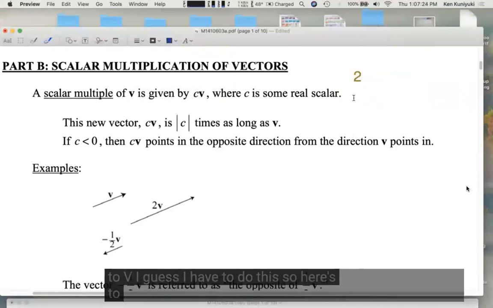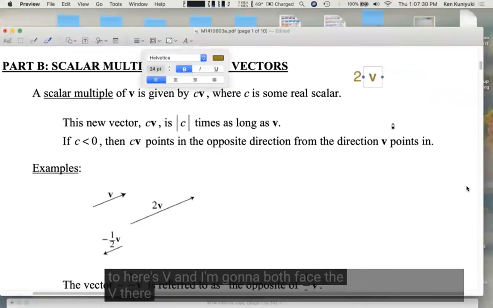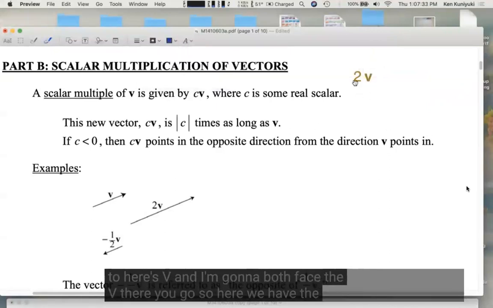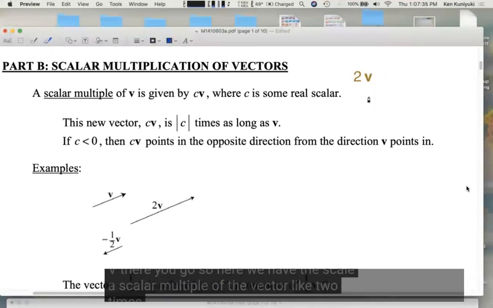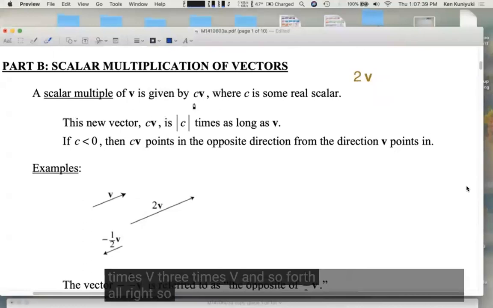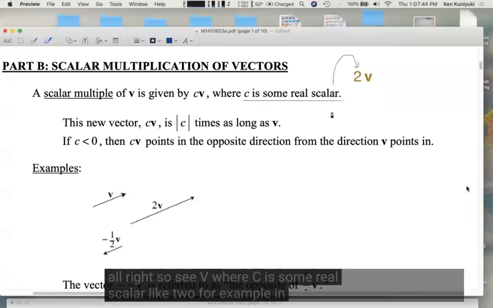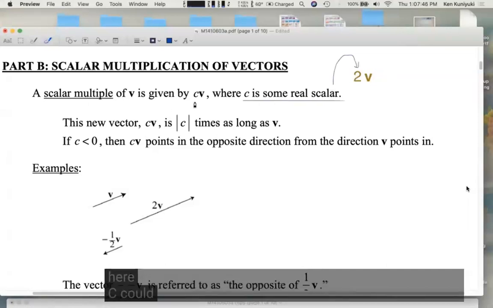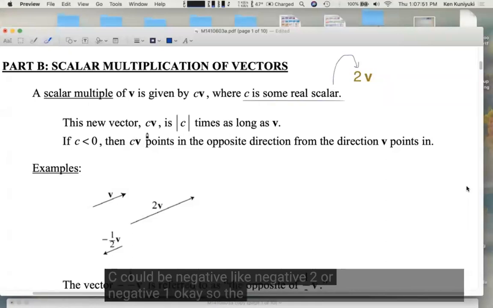So here's 2, here's V, and I'm going to boldface the V. There you go. So here we have a scalar multiple of a vector, like 2 times V, 3 times V, and so forth. All right, so CV, where C is some real scalar, like 2, for example. In this case here, C could be negative, like negative 2 or negative 1.